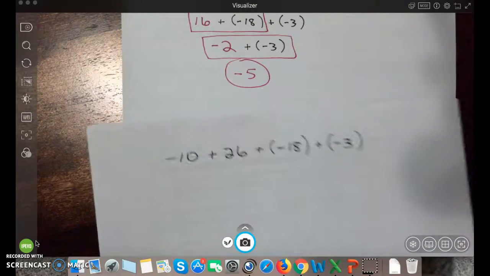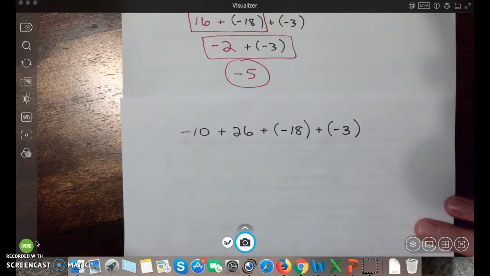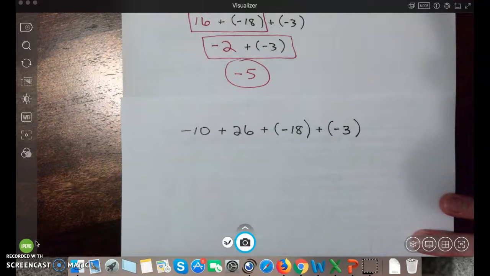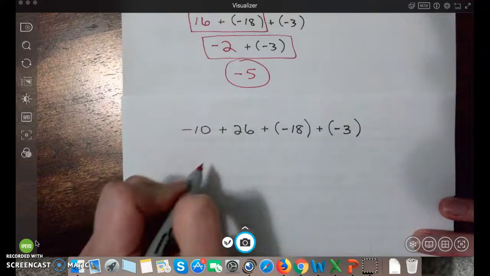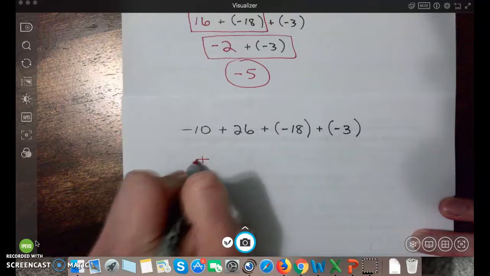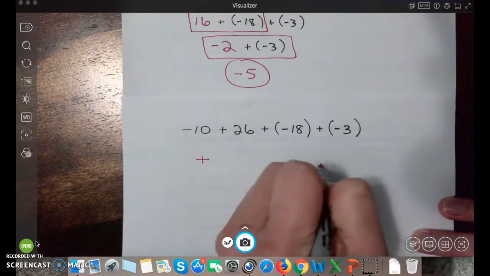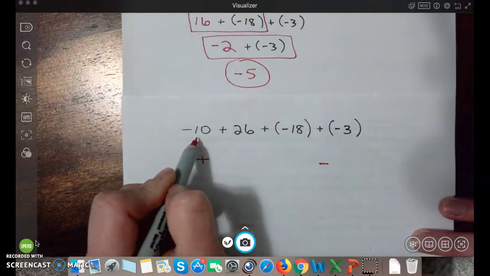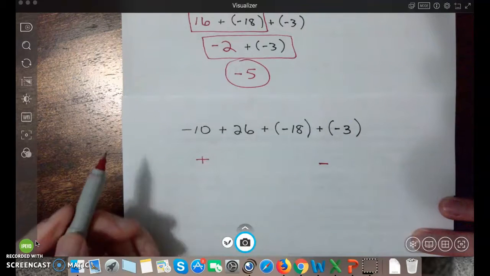So let's take a look at the same problem again. And I'm going to show you this cool little trick you can use. So whenever I'm adding more than 2 numbers at a time, my trick is to separate my numbers. Make a list of all your positive numbers and a list of all your negative numbers. So if I start at -10, I'm just going to work from left to right so I don't miss any numbers.